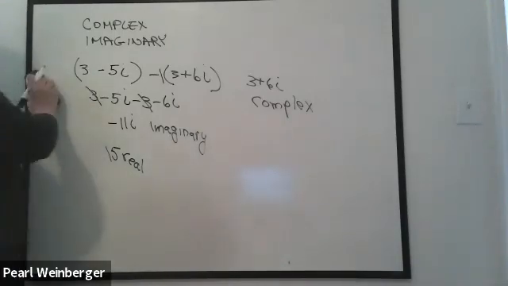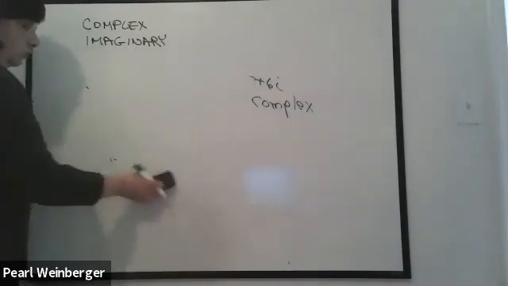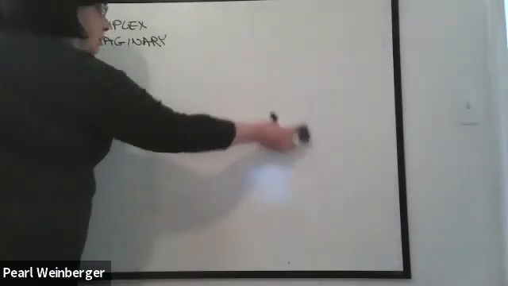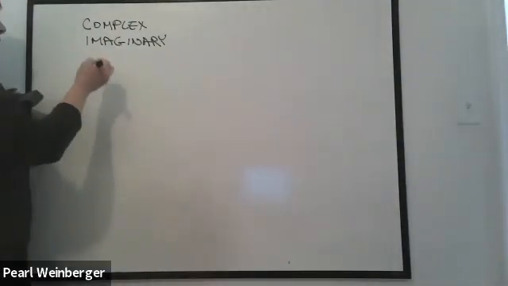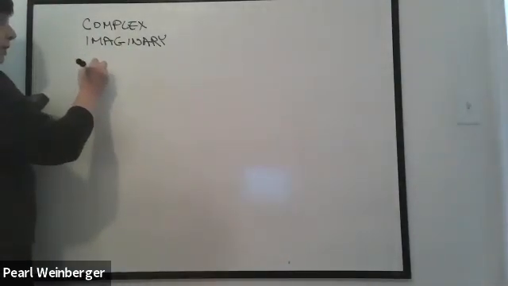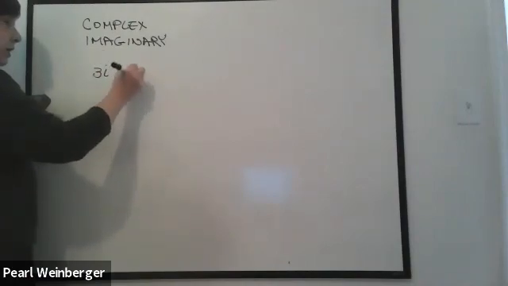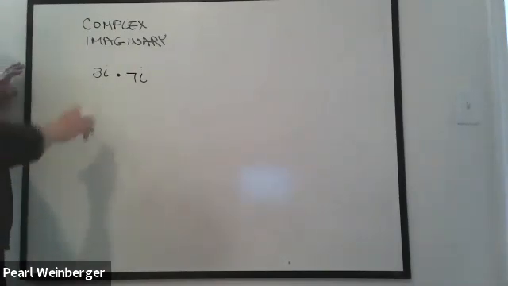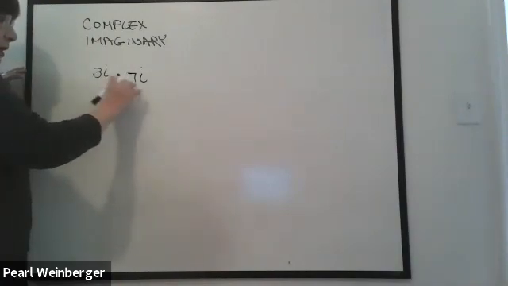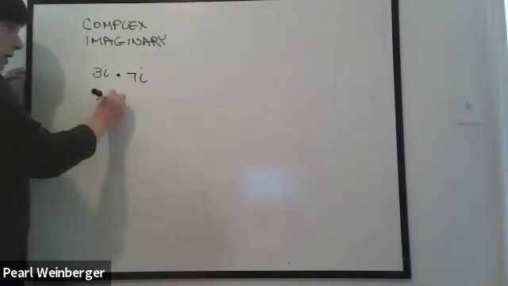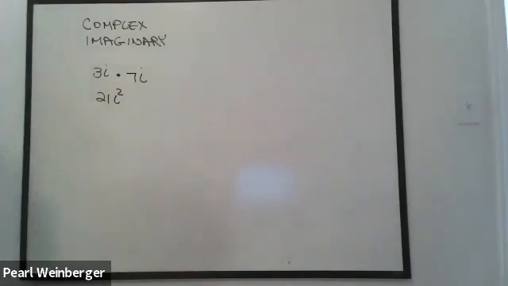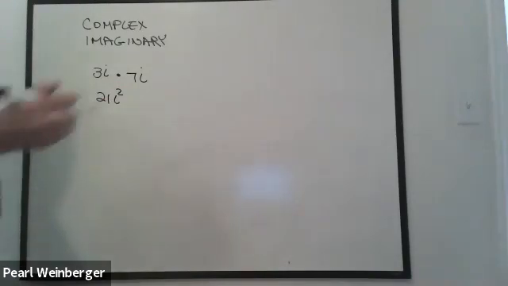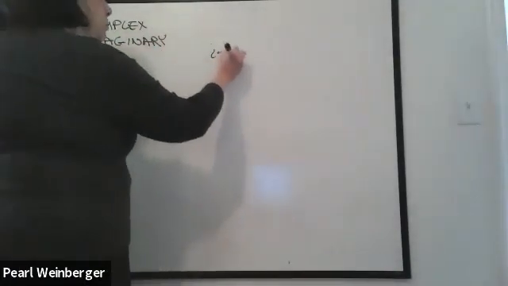What about multiplying? Well, let's start with an easy one. Suppose I gave you 3i times 7i. In other words, I just have imaginary numbers that I'm multiplying. First, we'll start with imaginary, then we'll start with complex. Well, according to the algebra, 3i times 7i should be 21i squared. And it's this i squared that I want to take a look at. Remember, i stands for the square root of -1.